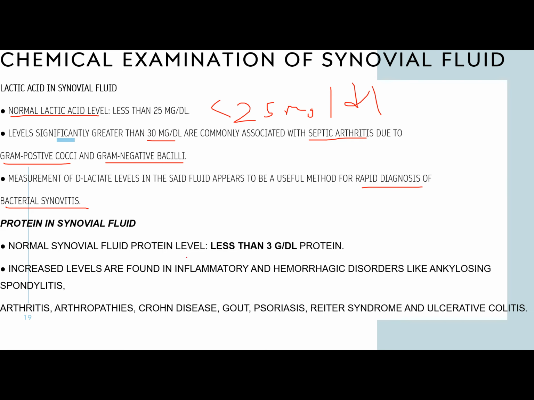Then we have your protein in synovial fluid. Normal synovial fluid protein is less than 3 grams per dL. Increased levels are found in inflammatory and hemorrhagic disorders like your ankylosing spondylitis, arthritis, arthropathies, Crohn's disease, gout, psoriasis, Reiter syndrome, and ulcerative colitis.